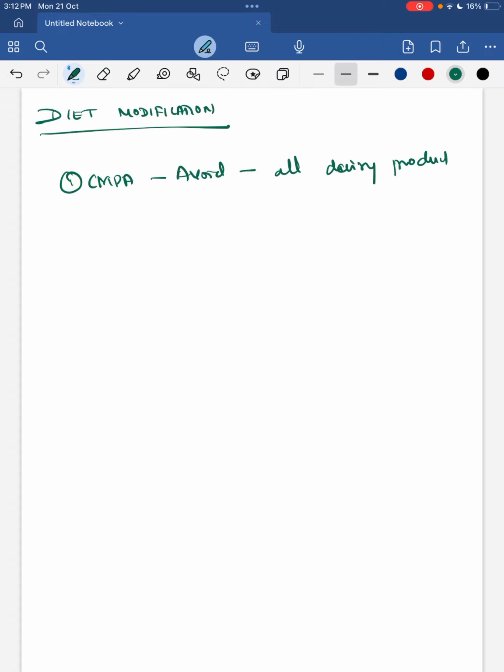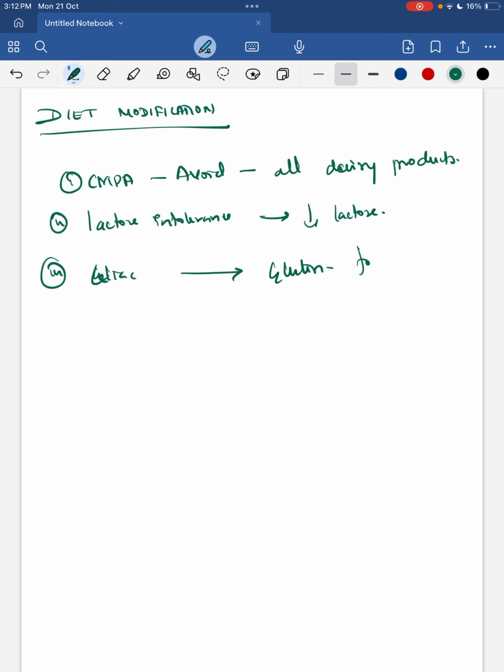Fourth, in cholestatic liver disease like biliary atresia, pancreatic disease and malabsorption conditions, you give MCT, that is a medium chain triglyceride based diet. Then you have to maintain adequate calories in all the children.